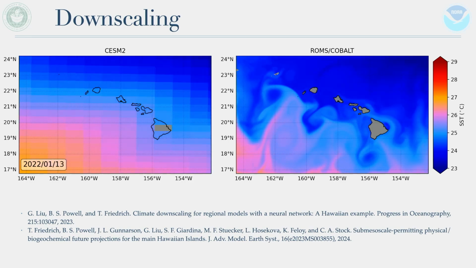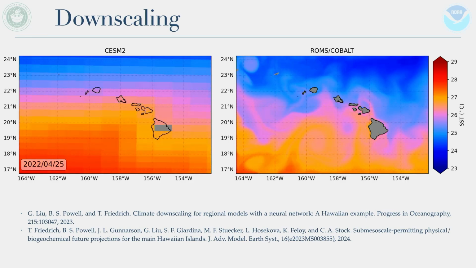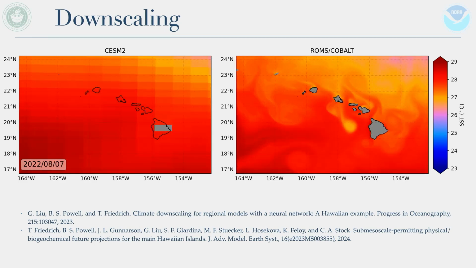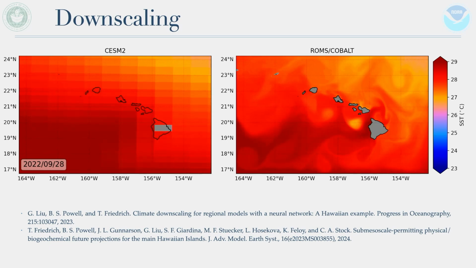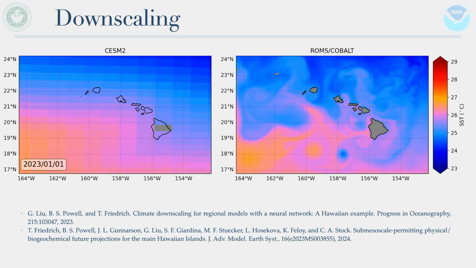And one thing I want to point out is that if you look on the right, on the main Hawaiian Islands, you can see very strong spatial variability across the islands. One side of the island can be very different than the other. This is not something you get from global climate models, and this is important if we're interested in things like refugia and what we might be able to do to mitigate some of these effects.